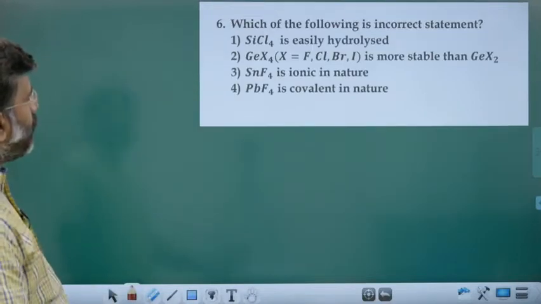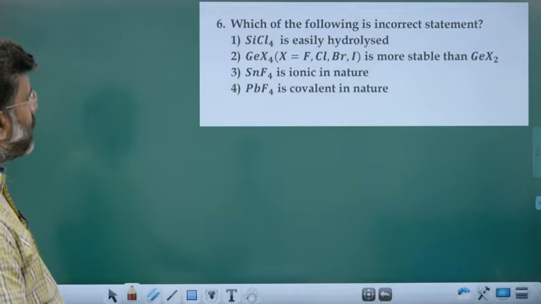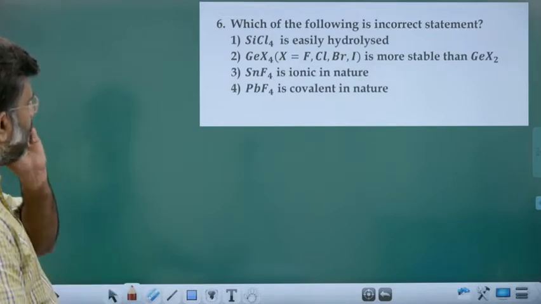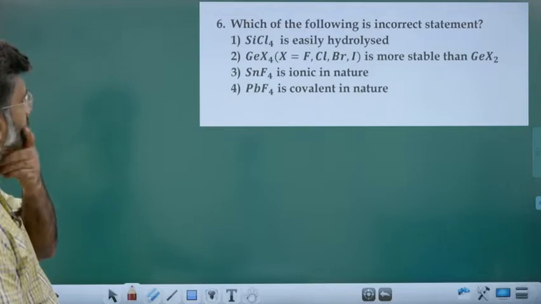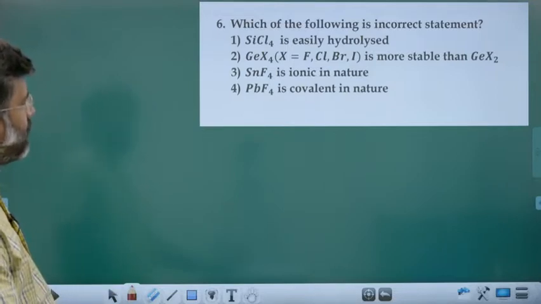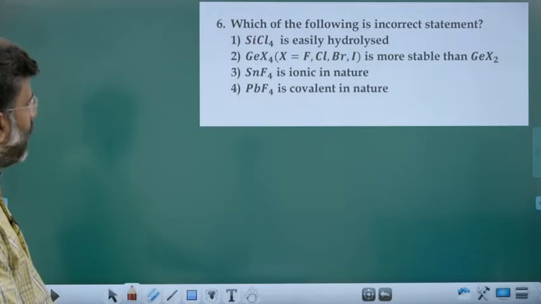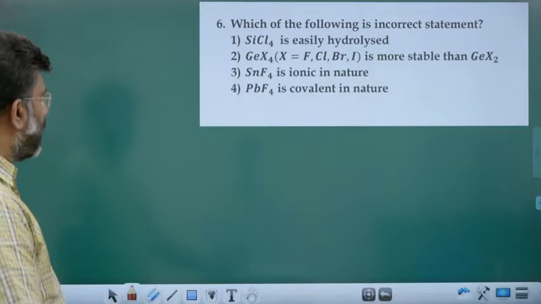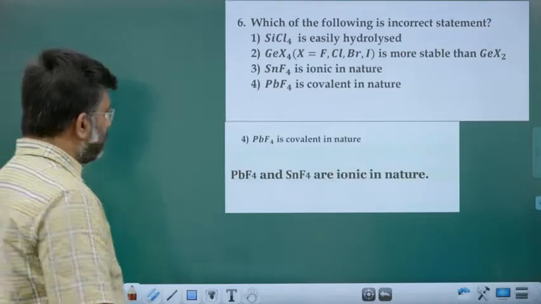Which of the following is an incorrect statement? SiCl4 is easily hydrolyzed. GeX4 is more stable than GeX2. SnF4 is ionic in nature. PbF4 is covalent in nature. That is a wrong statement.